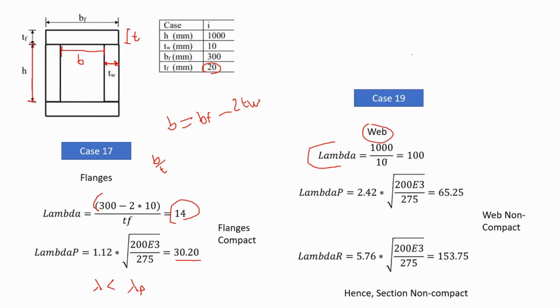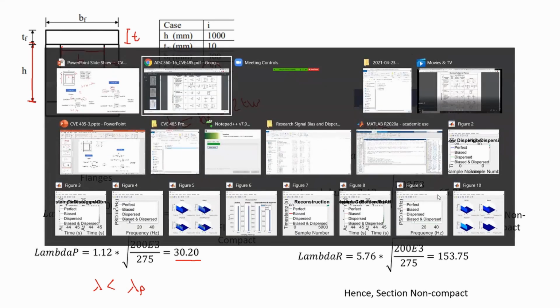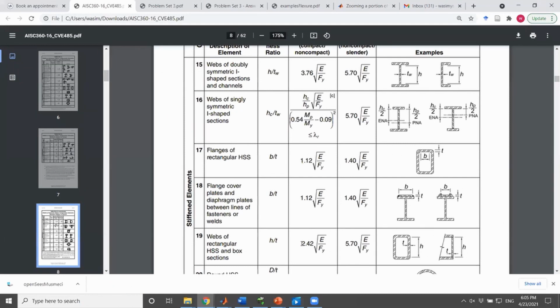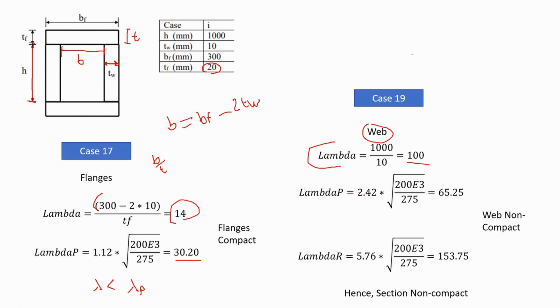It is 1000, that's h, divided by 10, the thickness of the web. That would give you 100. Now, after that, I have to calculate lambda p. Lambda p can be calculated from the table in here, 2.42. If you substitute all the information that you have, you get your lambda p equal to 65.25.